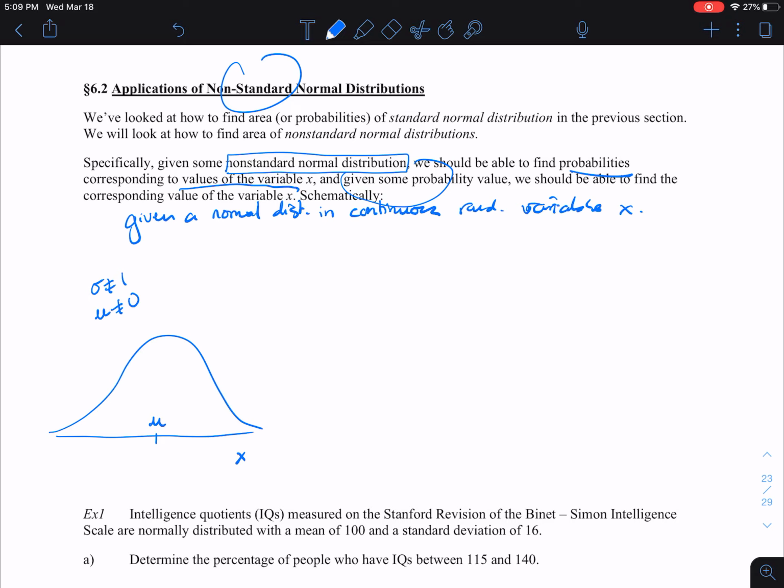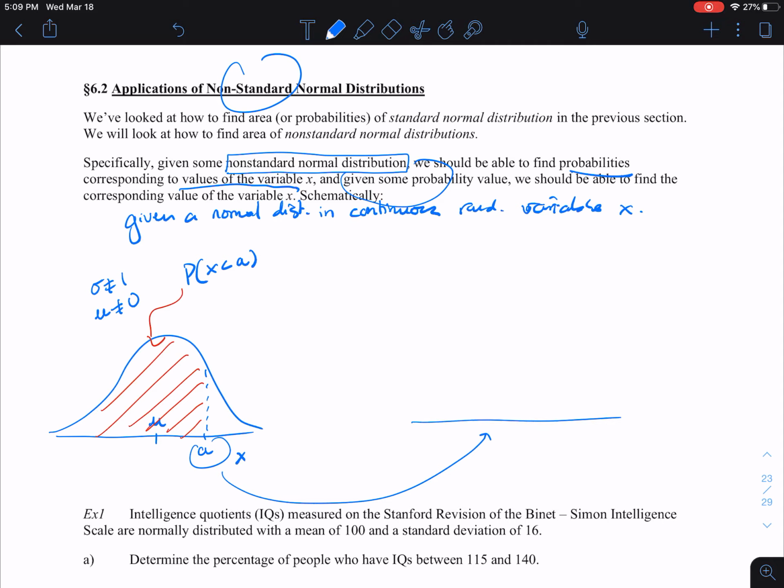And we're asked to find the probability of a certain event that is less than a particular value x. Call that A. Let's say here's A. This means we want to find this area to the left of A. So our goal is to convert this A to a z-score, using this formula: z equals x minus mu over sigma.